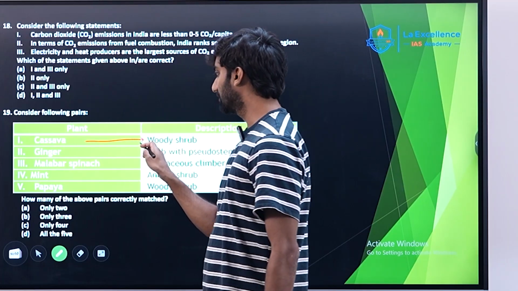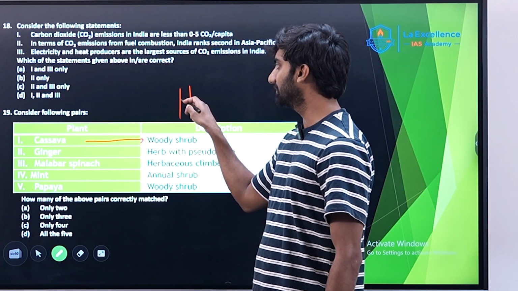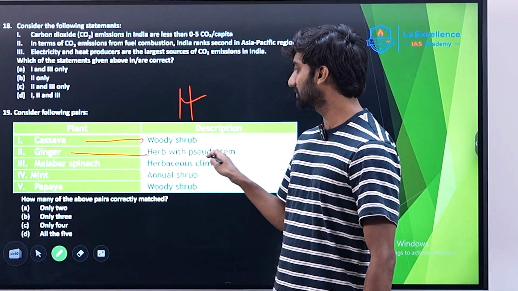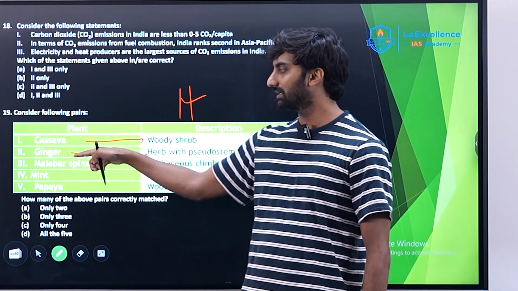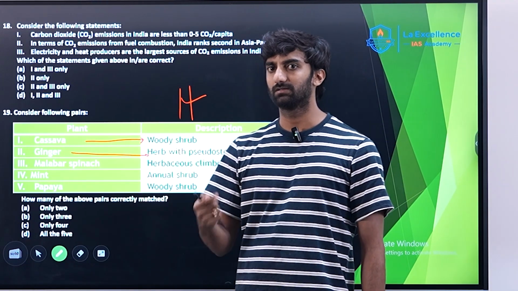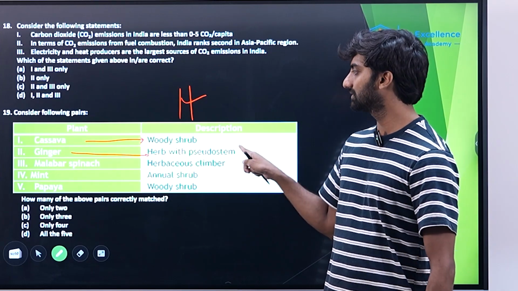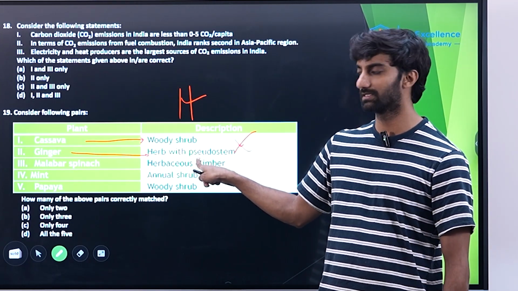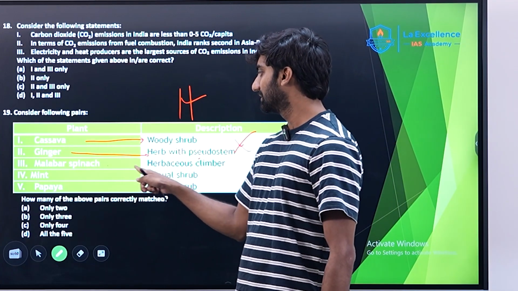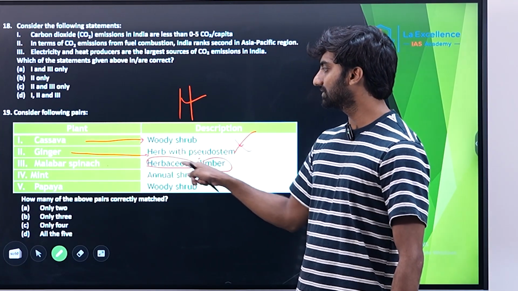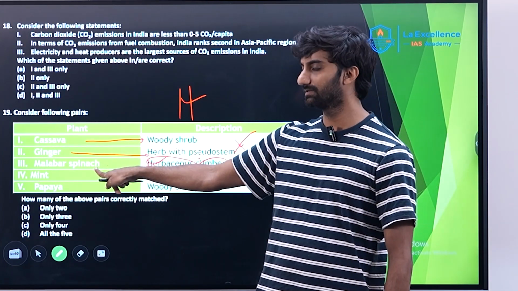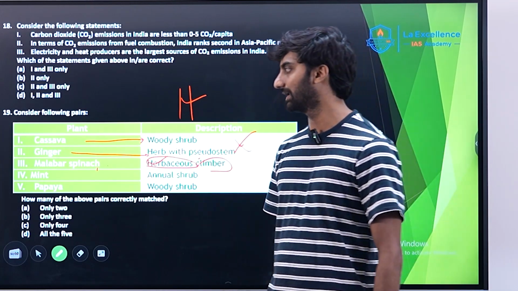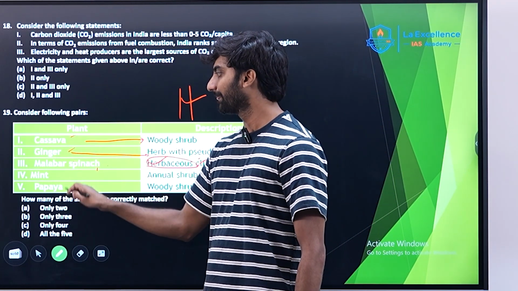So cassava is called woody shrub. So it will have a stem, wood stem, hard wood. Ginger is an herb with a pseudo stem. Ginger is generally grown inside soil. Whatever ginger we are finding, that looks like a stem, but that is not actually a stem. That is why we are calling it a pseudo stem. Malabar spinach, herbaceous climber. So this is also a type of herb, spinach, and it is a climber. It generally grows on some other plants, big plants. These three are true.